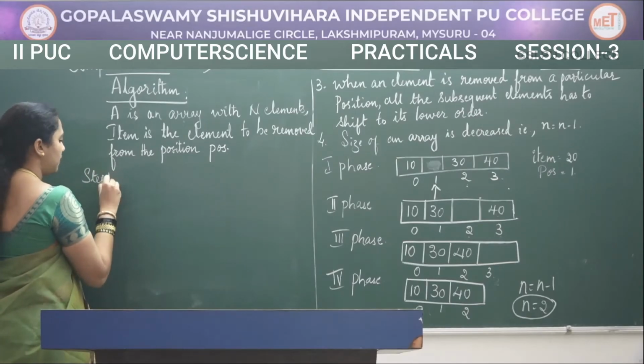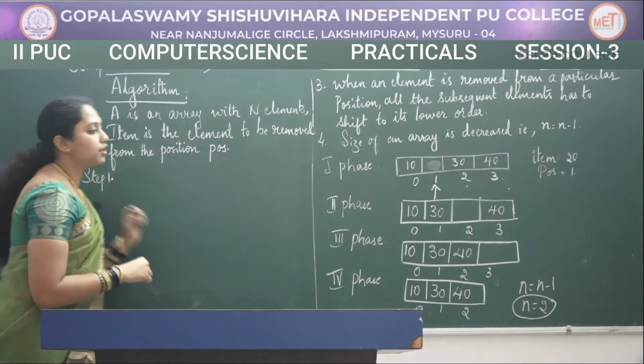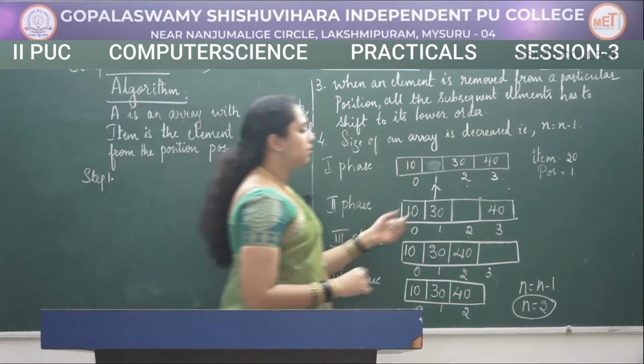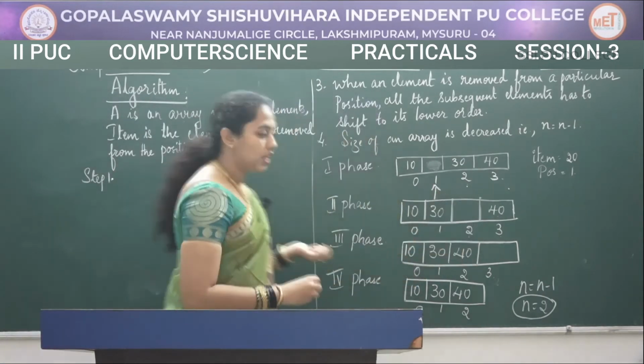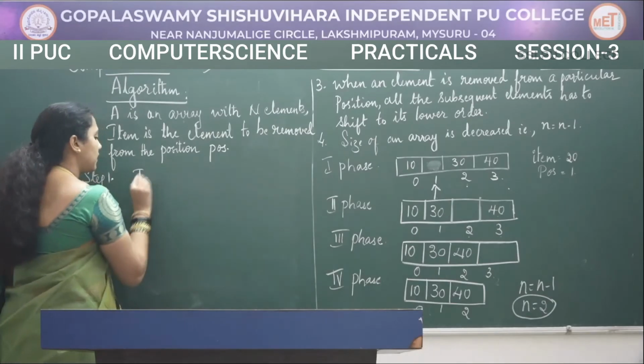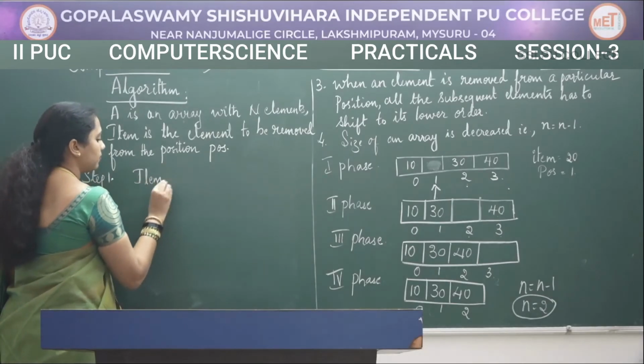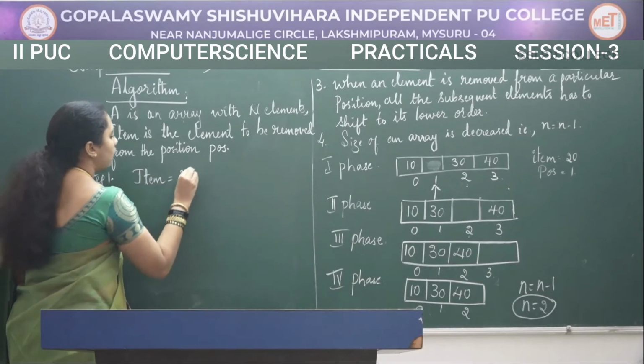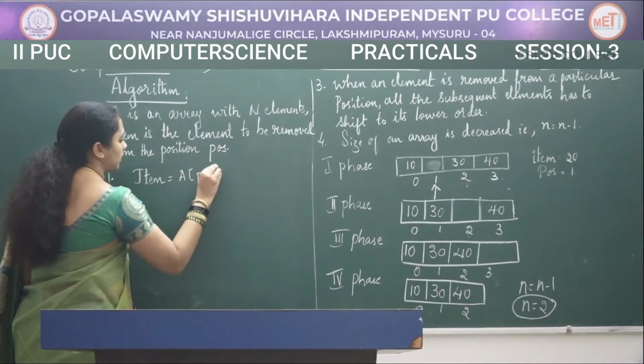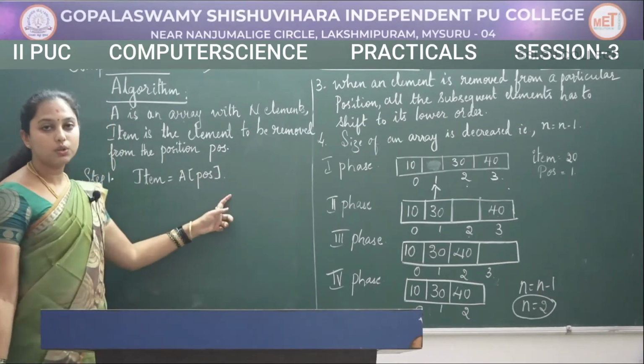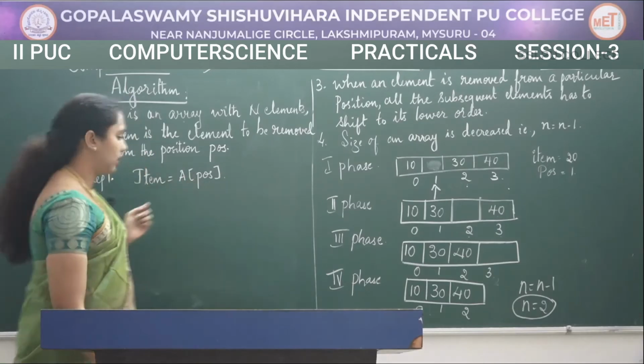The first step is we are going to remove an item from a particular position. So item is equal to A of position. Item is equal to A of position.